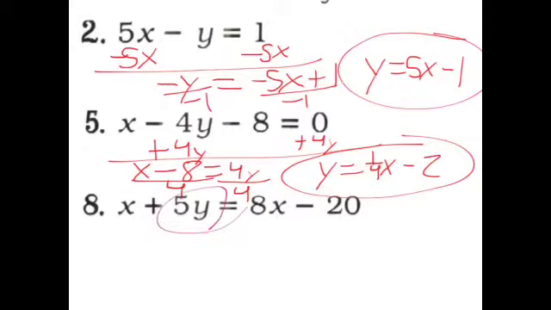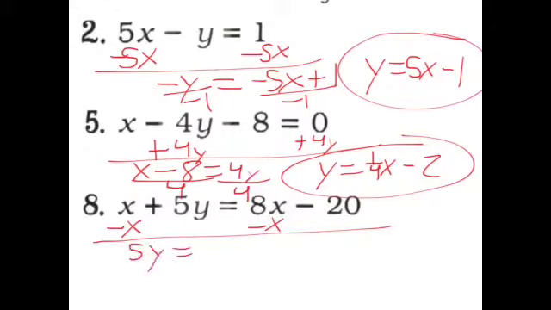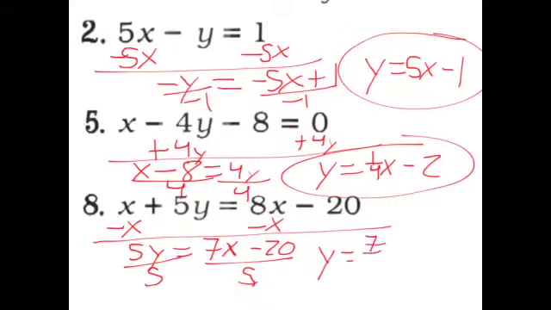On 8, still trying to get my y all by itself. I need to get rid of this x here, so I'm going to subtract x from both sides. You'll get 5y equals 7x minus 20. Just divide everything by 5. And now I got y equals 7/5 x. And then negative 20 divided by 5 is negative 4. So right, we got those ones all done.